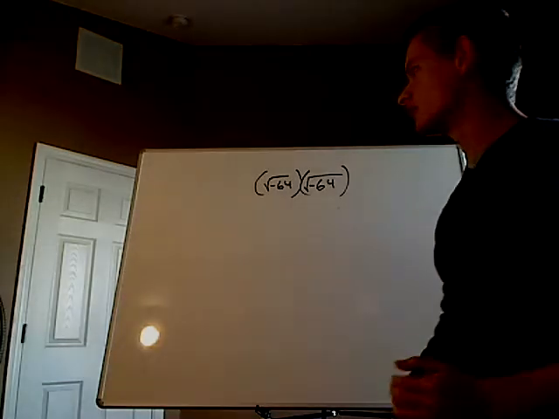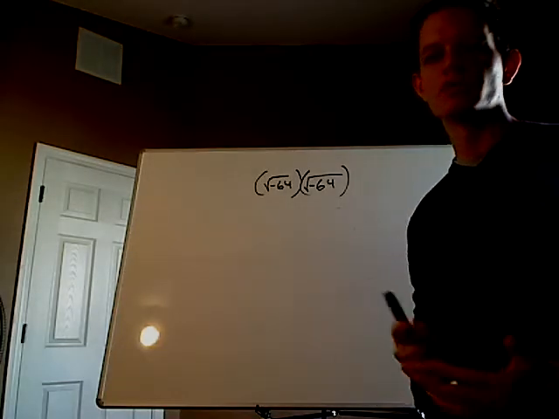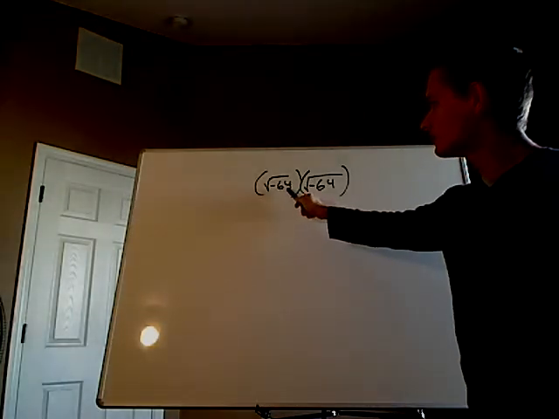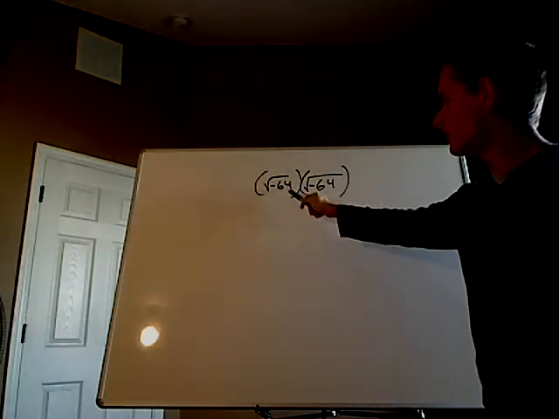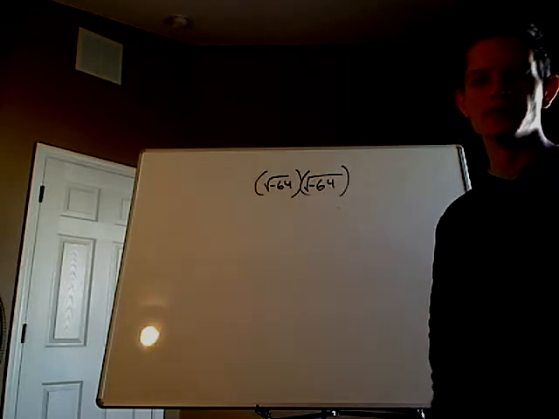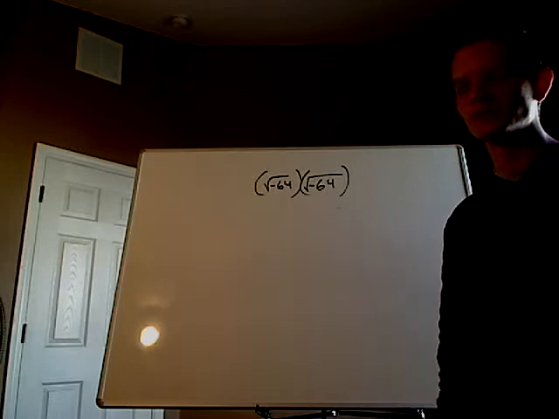All right, with this problem, as always, try to work out this problem first. It's the square root of negative 64, parentheses around that, and then in the other set of parentheses you have the square root of negative 64 again. So again, stop the video, take some time, and work the problem on your own.